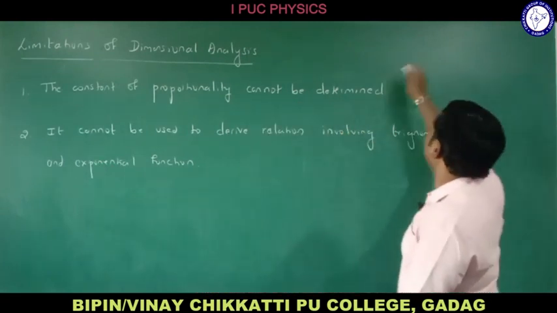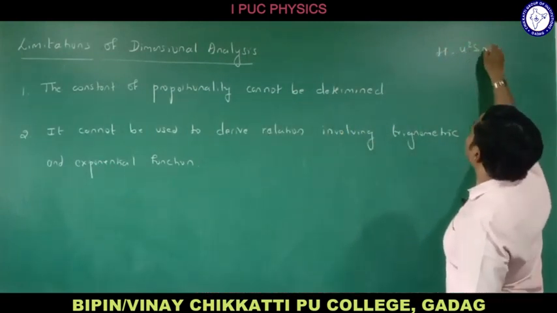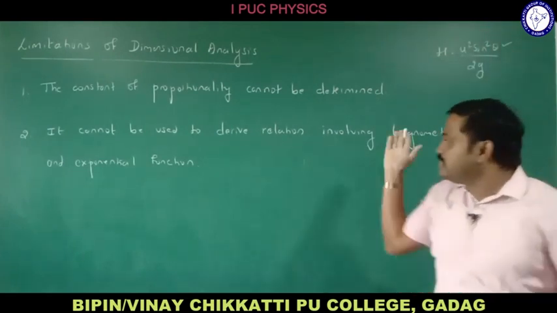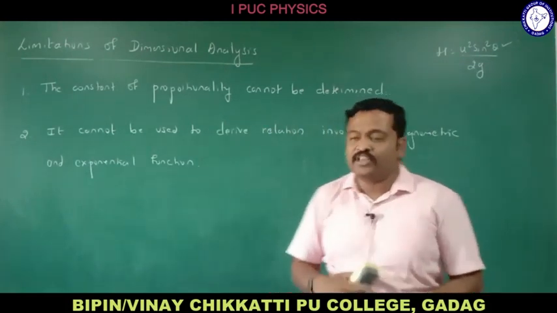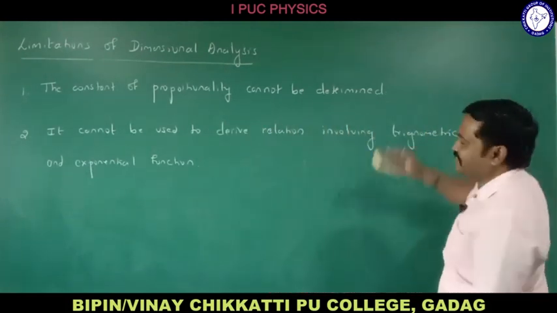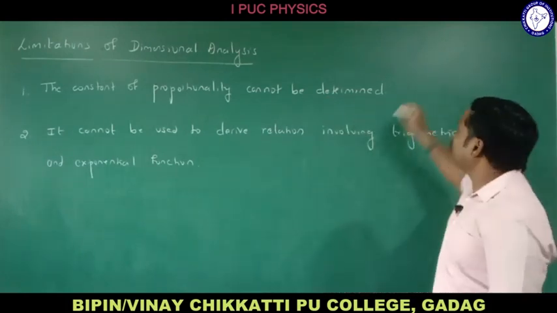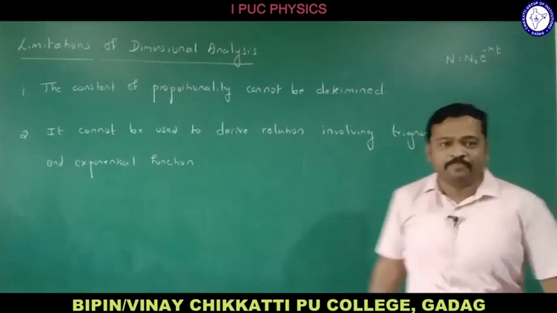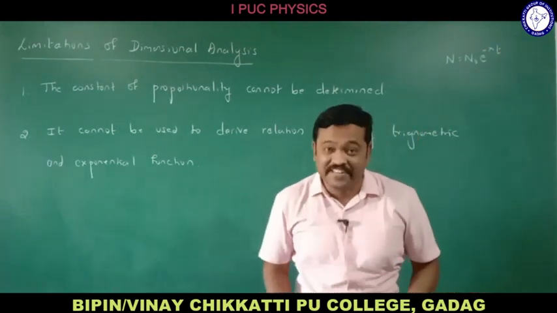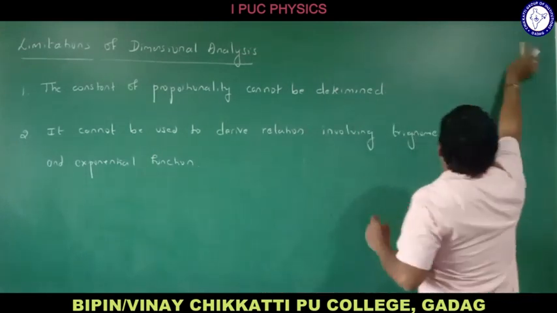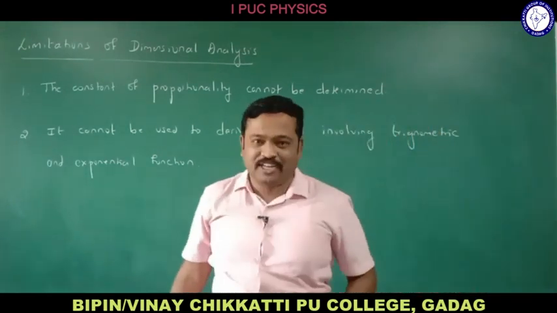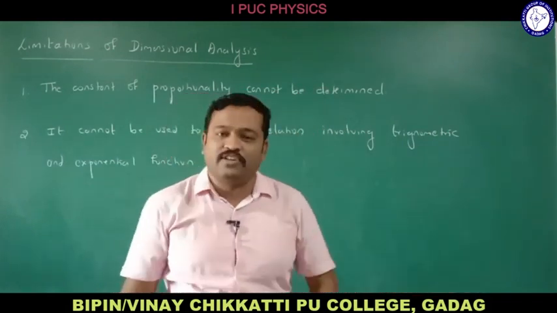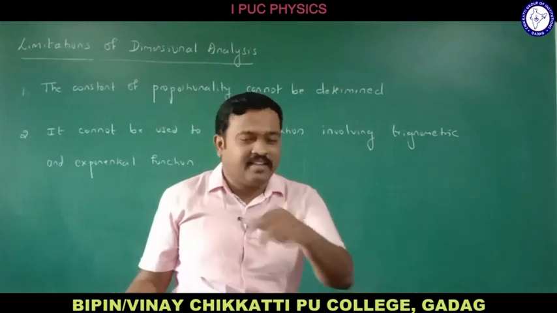We know the formula for maximum height is equal to u square sine square theta upon 2g. This relation has sine theta, but this equation cannot be derived by using dimensional analysis because it has a trigonometric function, right? Now we have the formula for radioactivity, that is N is equal to N naught e raised to minus lambda t. What is e raised to minus lambda t? That is exponential. So this kind of equation also we cannot derive by using dimensional analysis, and that is the second drawback. If the relation has trigonometric and exponential functions, we cannot use dimensional analysis.